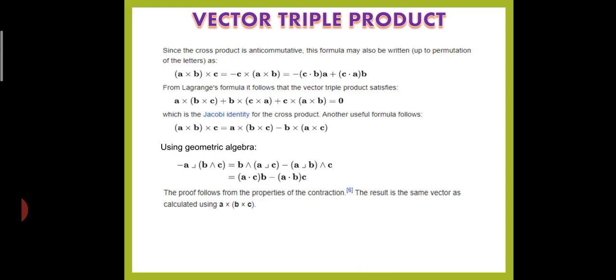Here the Lagrange formula is followed, that the vector triple product satisfies: a cross (b cross c) plus b cross (c cross a) plus c cross (a cross b) equals zero. Here a cross (b cross c) is coplanar with the vectors b and c and perpendicular to a. Hence we can write this, which is the Jacobi identity for the cross product. Another useful formula is (a cross b) cross c is equal to a cross (b cross c) minus b cross (a cross c).